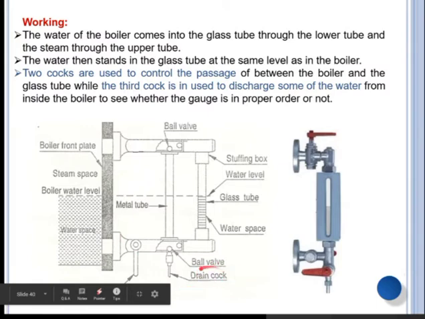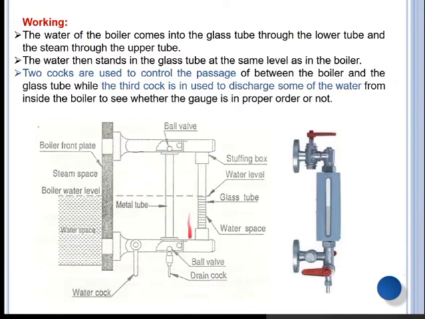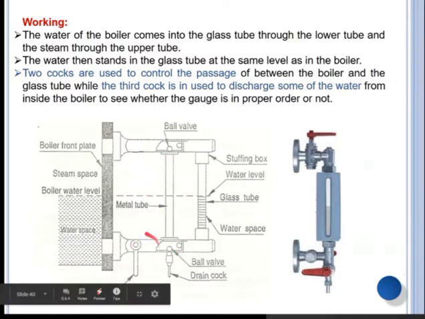There is a drain cock. Once you do not want the level of water and you want to remove this water from the tube, at that time the water valve is closed first, and then the drain cock is opened. When you open the drain cock, the water comes downward and moves out of the tube. So the drain cock is used to drain the water from the tubes.